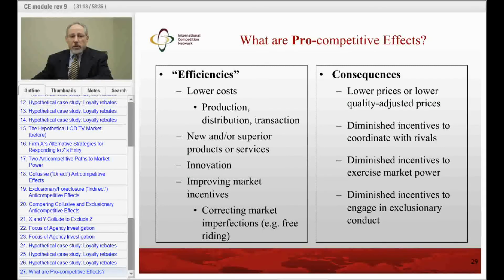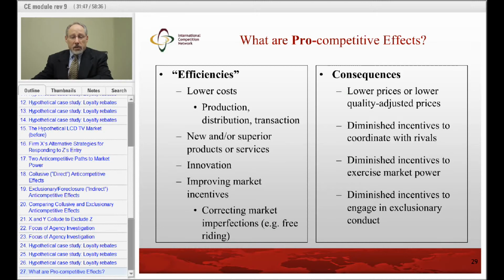We might consider new or superior products or services. That too might be attributable to the conduct. Innovation in distribution or the product itself could also lower costs or facilitate the introduction of new products, or make the production or distribution more effective and efficient. And finally, conduct might improve market incentives, such as correcting for market imperfections. An example often cited is the free rider effect in intra-brand competition.